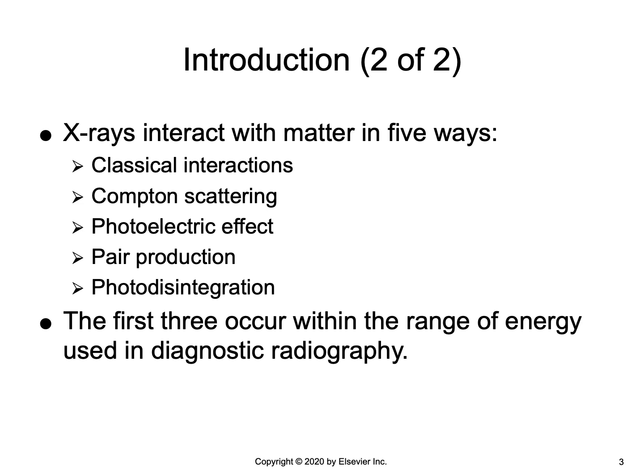X-rays interact with matter in 5 different ways: classical interactions, Compton scattering, photoelectric effect, pair production, and photodisintegration. But the first 3 only occur within the range of energy used in diagnostic radiography, and we will talk about pair production and photodisintegration later.